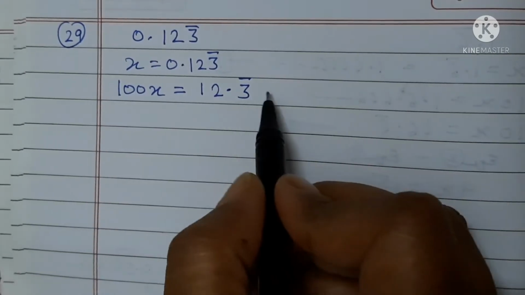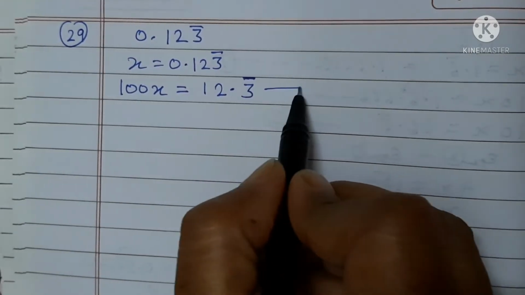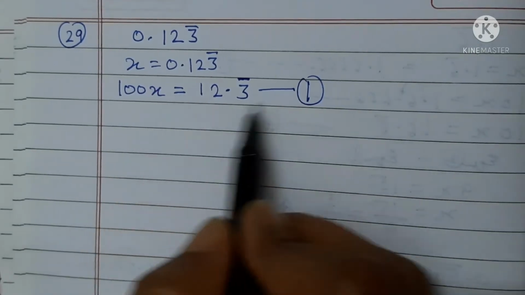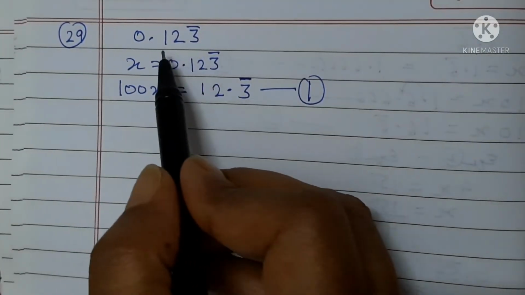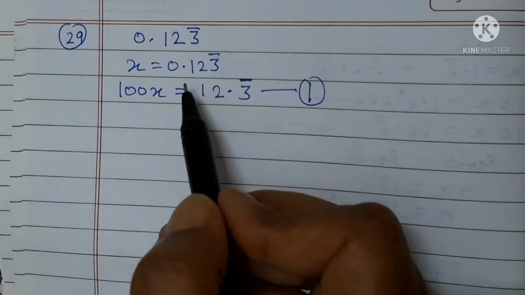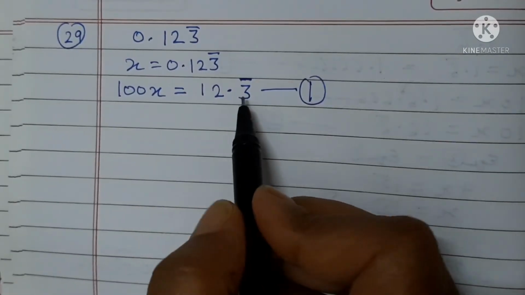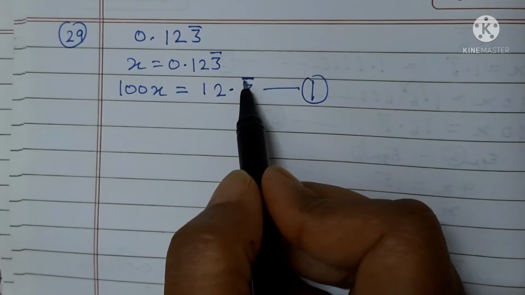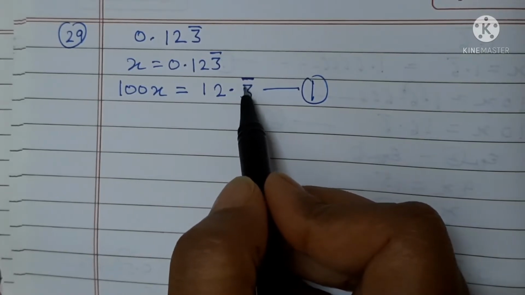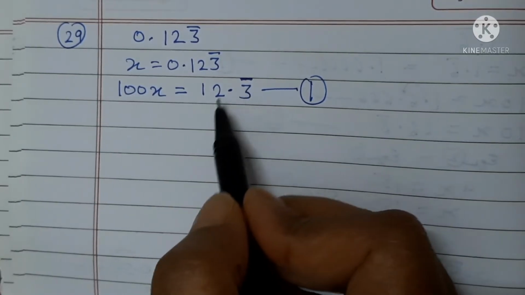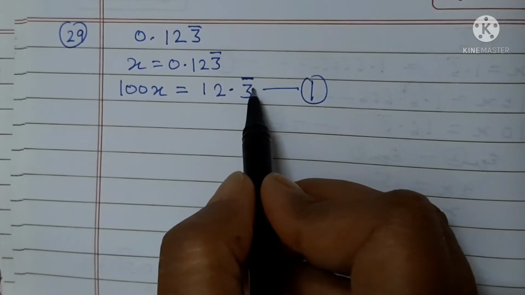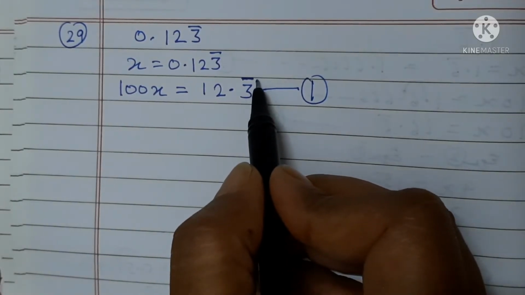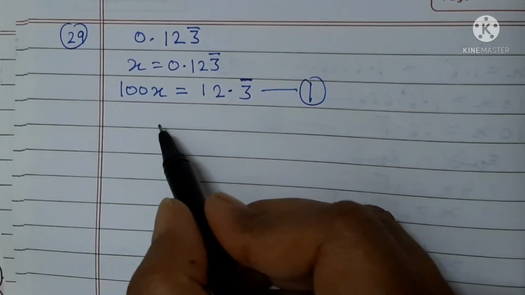Now this is our equation first. This is our first step to solve such types of fractions. Now again, only one digit has the bar, so you will multiply again by 10. If 2 digits have the bar, then you multiply by 100.